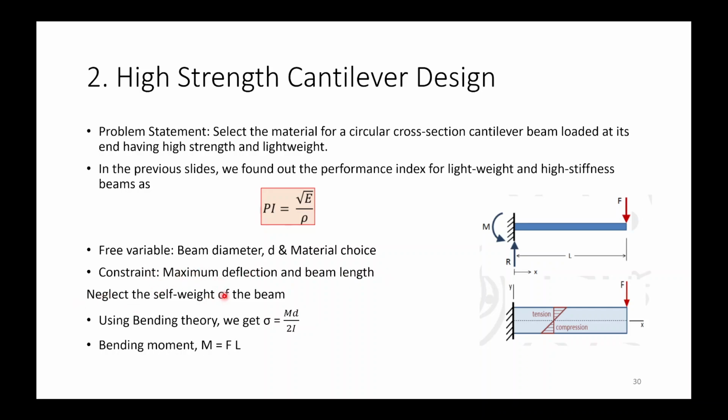We'll neglect the self weight of the beam, and using bending theory we get sigma equal to M d upon 2 I. M is the bending moment, which can be given as F times L, where F is force and L is length.